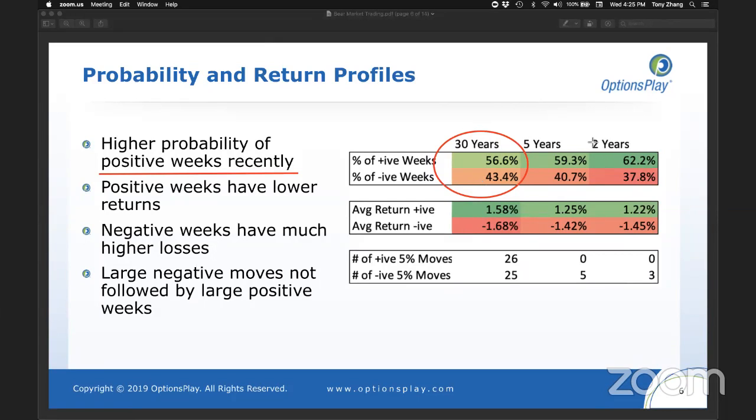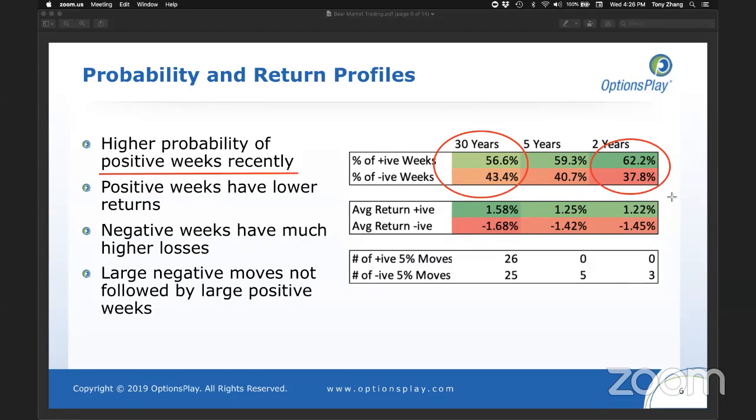But as you can see over the last 2 years, that number has gotten significantly skewed to the upside, where 62% of the weeks markets move higher, 37% of the weeks the markets move lower. So what we've seen is that we've got this deviation away from the norm. And the question is, are we going to see kind of a regression back to the mean here?